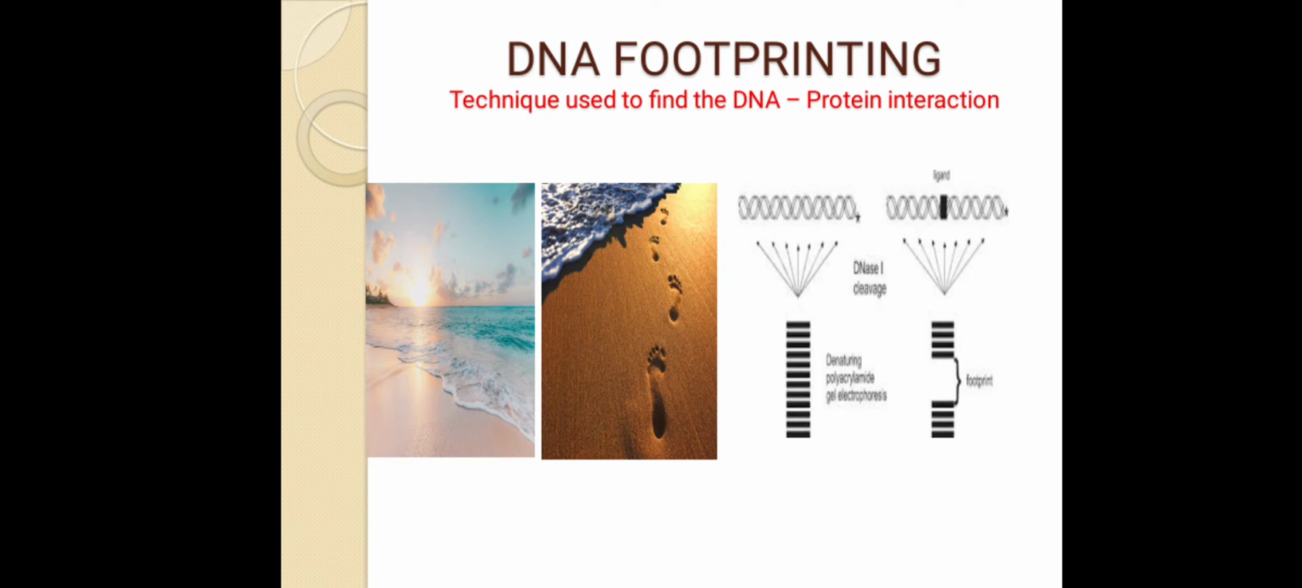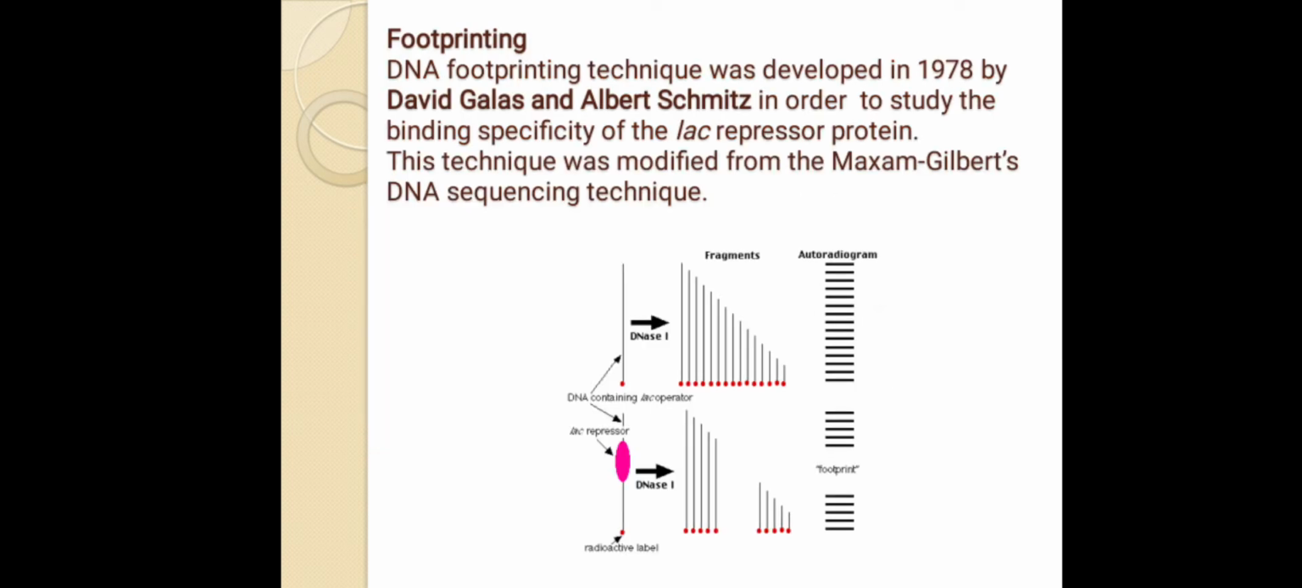Footprinting is a technique developed by David Galas and Albert Schmitz in 1978 and detected the DNA repressor gene in the lac operon. Actually, this technique is modified from the DNA sequencing technique invented by Maxam and Gilbert.